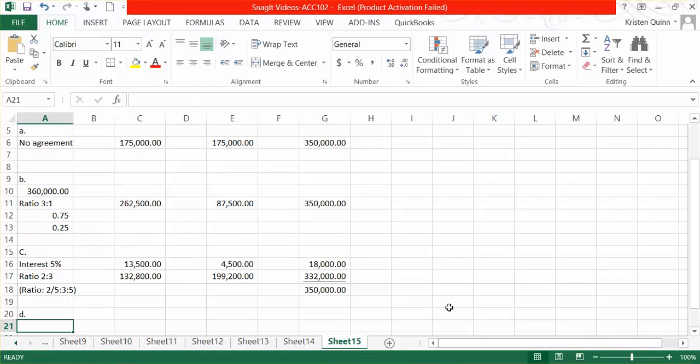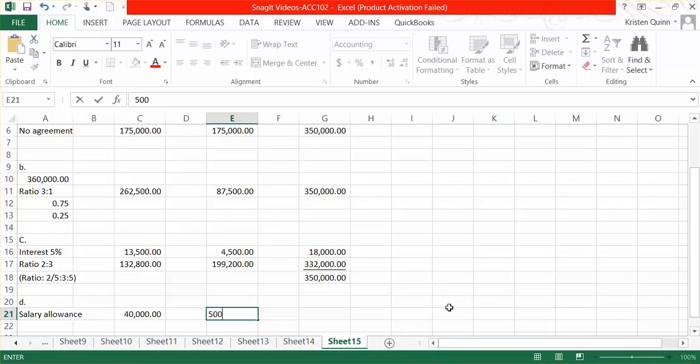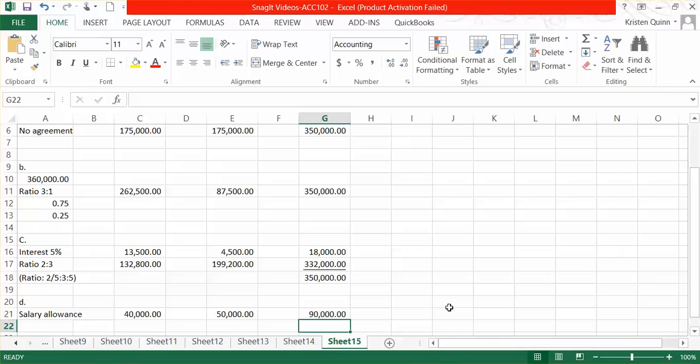For Part D, we are going to give salary allowances to each one of our partners of $40,000 and $50,000 respectively, and then any remaining balance will be divided equally. So we have a salary allowance of $40,000 to Murphy and $50,000 to Drake. So in step number 1, we have now successfully distributed $90,000 of the $350,000 that we have in net income. They told us any remainder to be divided equally.